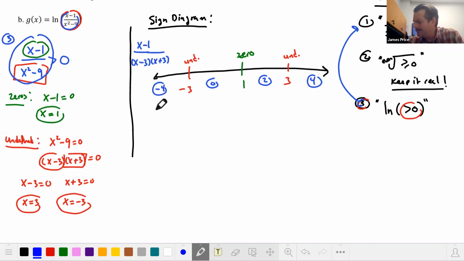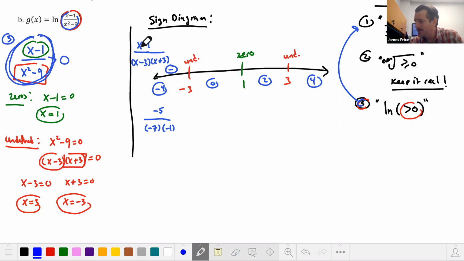So -4, what do we get? We get -5 on top, divided by -4 minus 3, which is -7, and then -4 plus 3 is -1. So you have a negative on top and a positive on the bottom, since a negative times a negative is a positive. And so that's a negative. So now I know if you plug in a number to the left of -3 into this thing right here, it's always going to be negative.